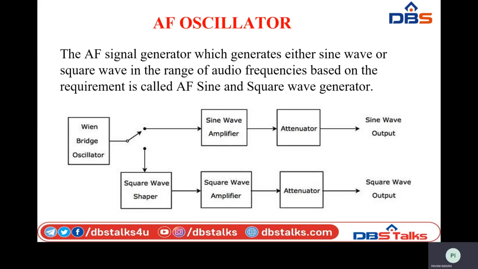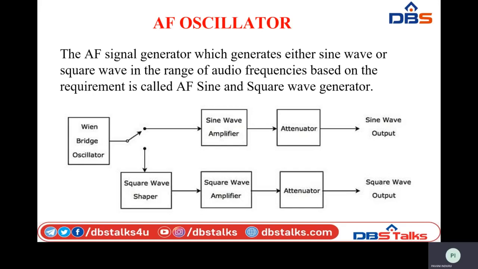The Wien-Bridge oscillator delivers its output to two of the circuits available here. That means the variable audio frequency oscillator is capable of delivering two types of outputs: sine wave output and square wave output. We must remember that it is capable of delivering signals only in the audible range, that means 20 Hz to 20 kilohertz, not other than that.